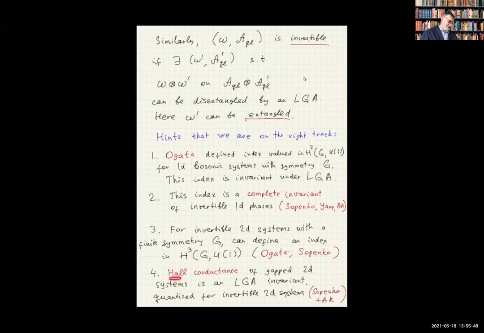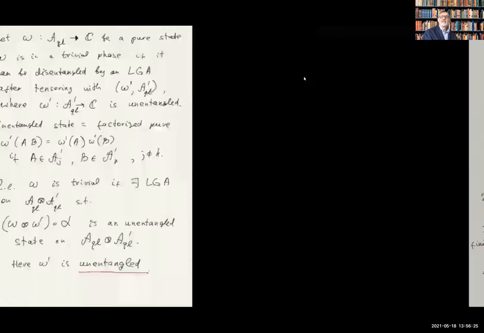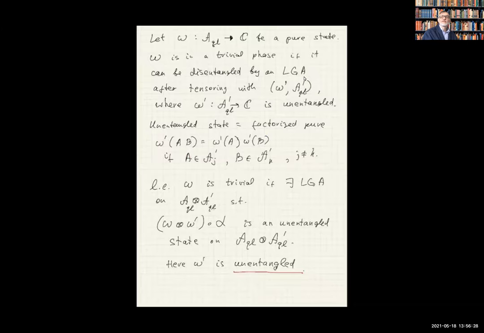Also, if you look at cases with U(1) symmetry instead of finite symmetry, the Hall conductance of gapped systems can also be shown to be an LGA invariant. Moreover, one can show that it can be defined for gapped systems, which is some hint that maybe this equivalence of states is useful even for systems with long-range entanglement. But then we can also show that for invertible two-dimensional systems, it's quantized in integer multiples. So it seems like it smells right, and perhaps this is the approach to take. I'm not 100% sure. But the point is that it's quite different from the non-interacting case.